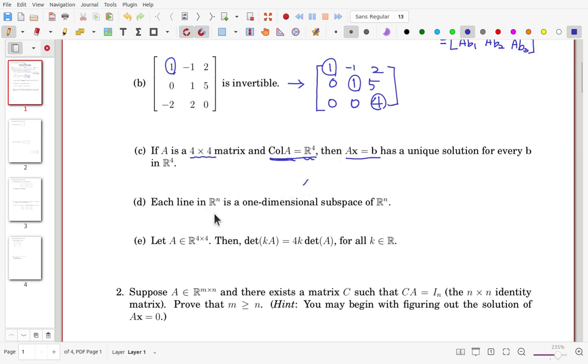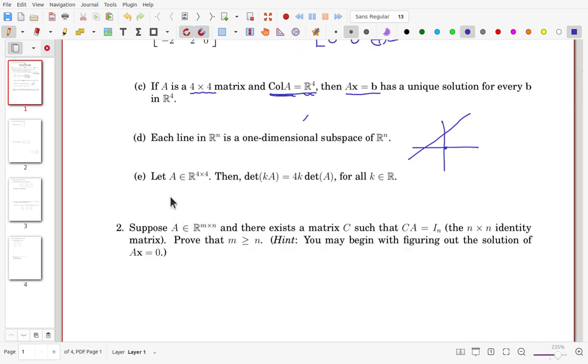Each line in Rn is a one-dimensional subspace of Rn. Is it true? It's wrong. A line passing through the origin is a one-dimensional subspace of Rn. However, for example, in R2, if the line is not passing through the origin, then it is not a subspace because 0 is not included in this set. So it's not a subspace.